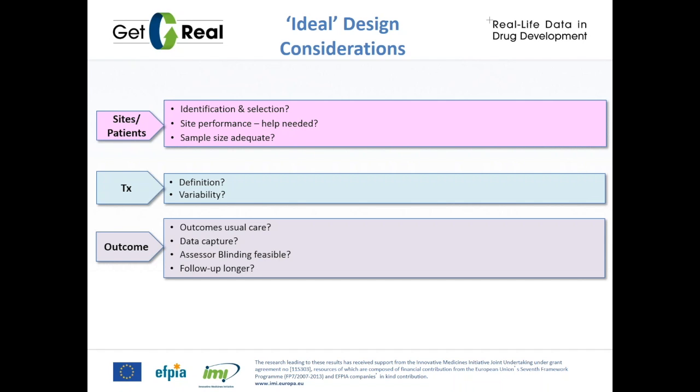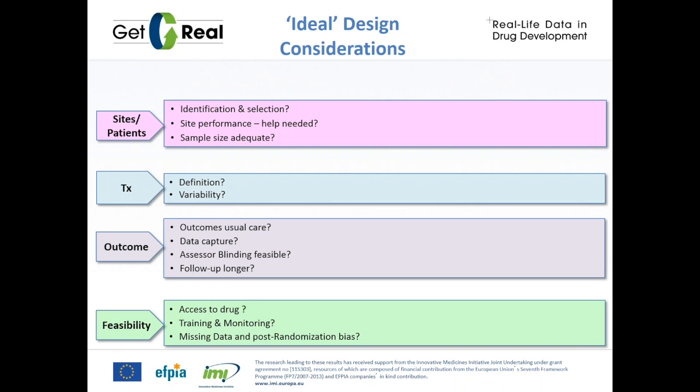In terms of blinding, usually we don't want to blind the patient or the investigator, but we may want to blind the assessor. So is that something that is possible in the situation you're in? Are you prepared to follow up patients longer? Often pragmatic trials have outcomes that are longer term. This impacts on the costs and has an impact on the missing data you may face.